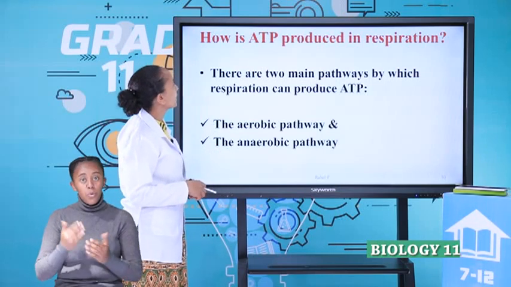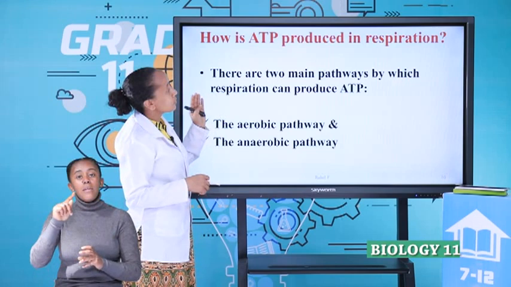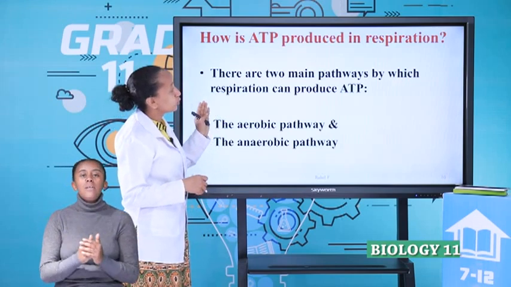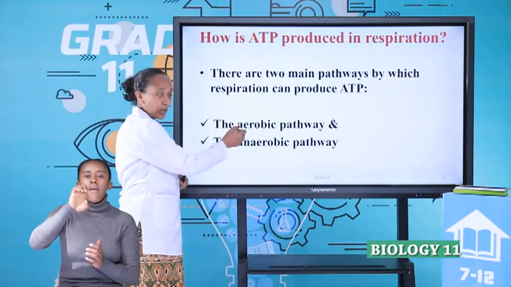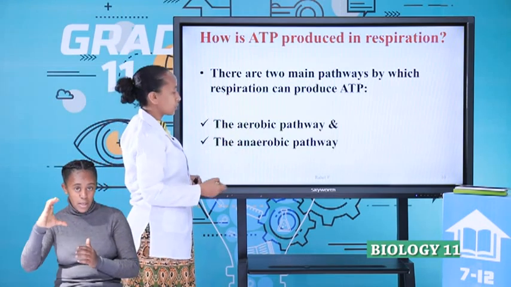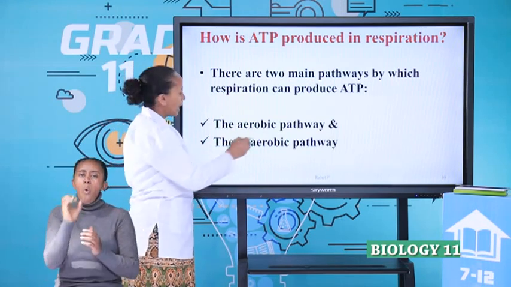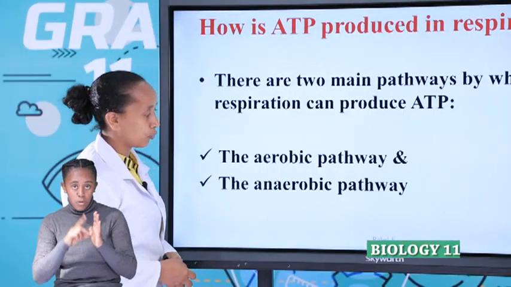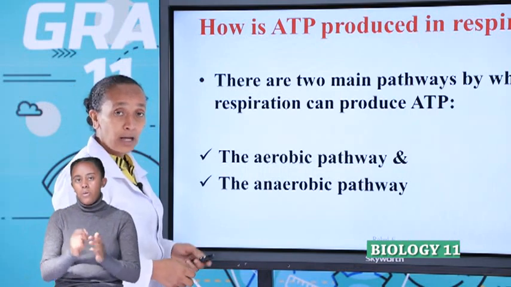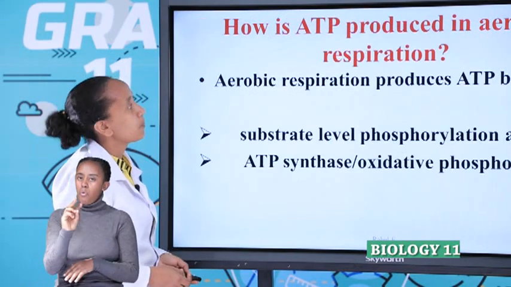If ATP is produced by respiration and photosynthesis, let's look at how ATP is produced in respiration, which is our lesson in this topic. ATP is produced in respiration by 2 main pathways. These are the aerobic pathway, that is, a pathway that uses oxygen, and the anaerobic pathway, a type of process that occurs in the absence of oxygen.